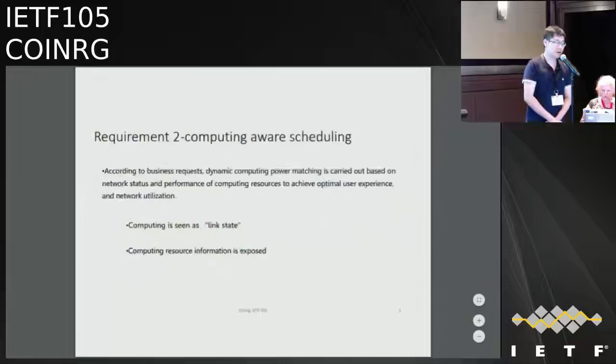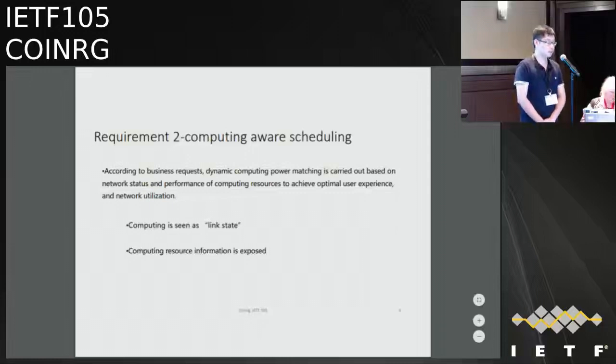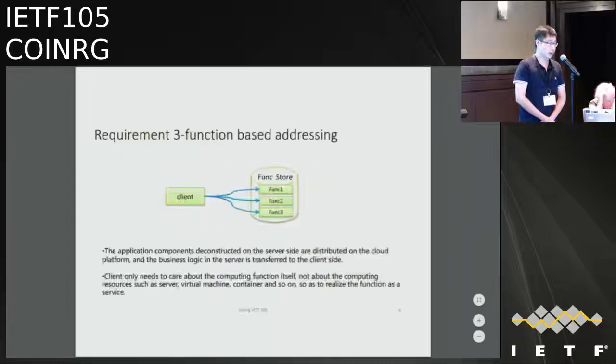The number two requirement is computing-aware scheduling. In this model, computing is seen as a link state, and computing resource information is exposed. According to business requests, dynamic computing power matching is carried out based on network status and the performance of computing resources, to achieve optimal user experience and network utilization.